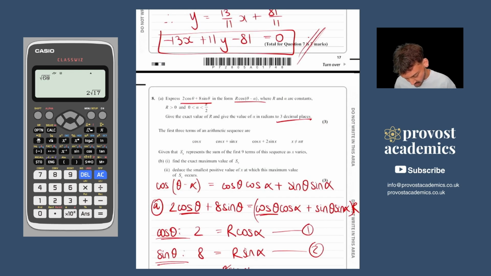Next question says, here are the first 3 terms of a sequence: cos x, plus sine x, plus 2 sine x. Looks like they add sine x every time. Given that S9 represents the sum of the first 9 terms, find the exact value of S9. Interesting question. So let's think about this. We're looking for an arithmetic sequence.